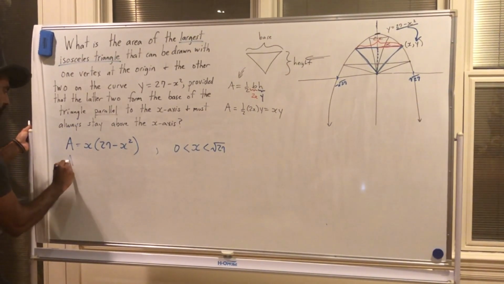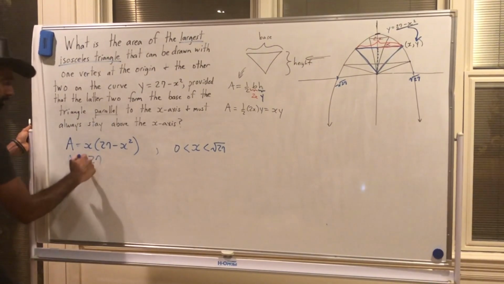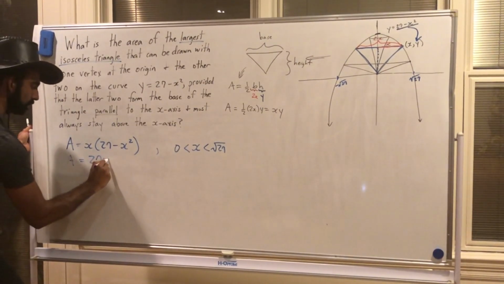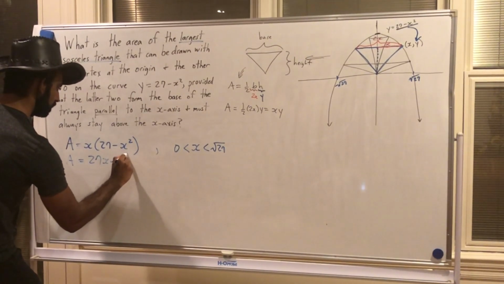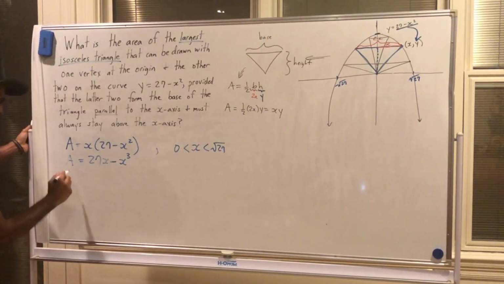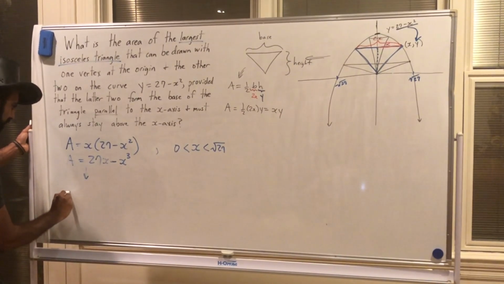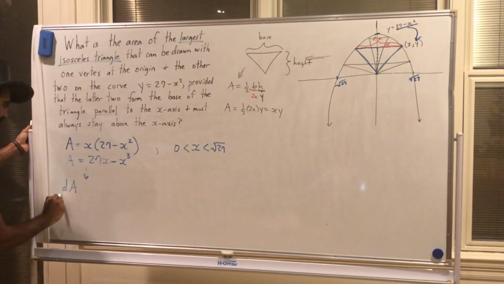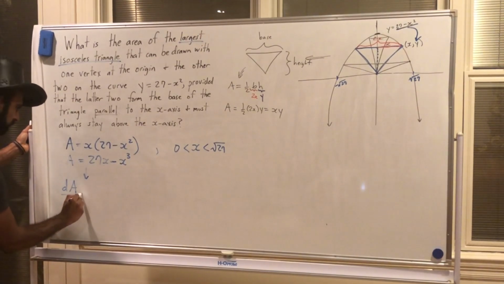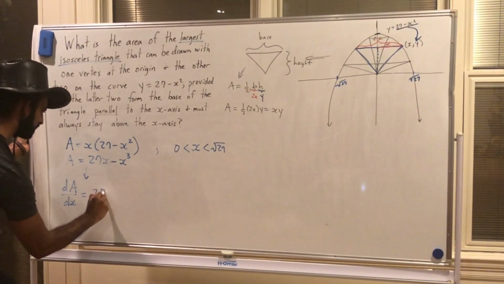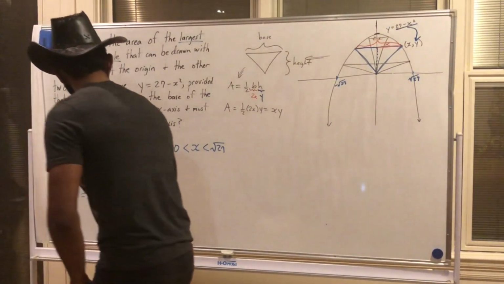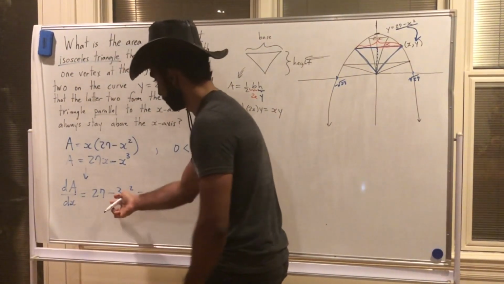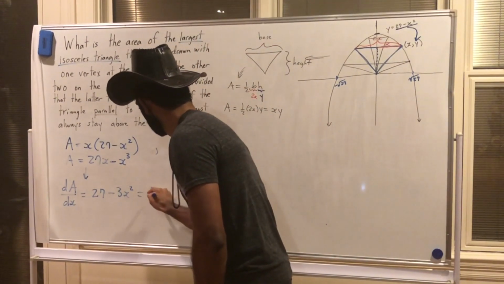Here's my A. I want to distribute, because that makes finding the critical numbers from the derivative much easier. So what is your derivative? What is A prime? What is dA over dx? It's just 27 minus 3x squared. 27 minus 3x squared, absolutely. That equals 0, never undefined, so it equals 0.